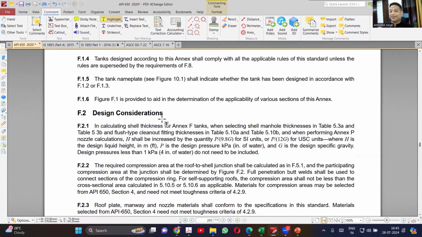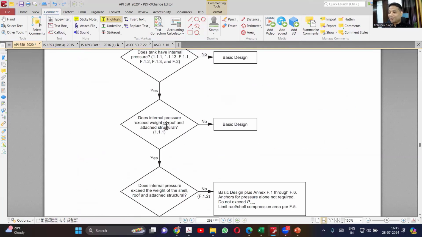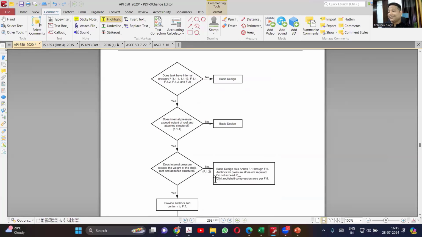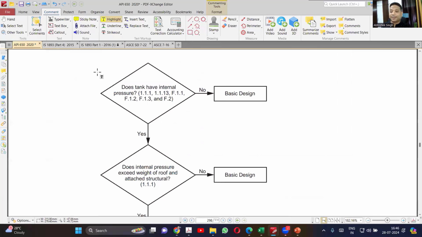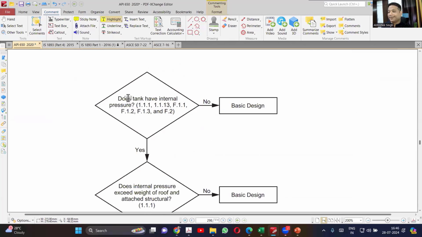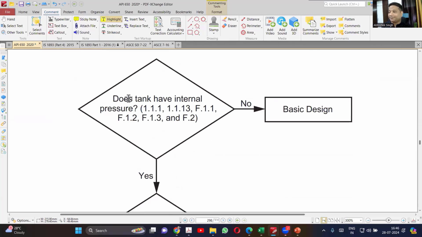For that, let me give you one flow chart, which is part of Annexure F itself and is very important. It's called the decision tree. It tells you how you will decide whether the tank will be designed using Annexure F or not, whether the use of Annexure F is required or not. The calculation will start with this. Ready to see that flow chart? So let us see the decision tree.